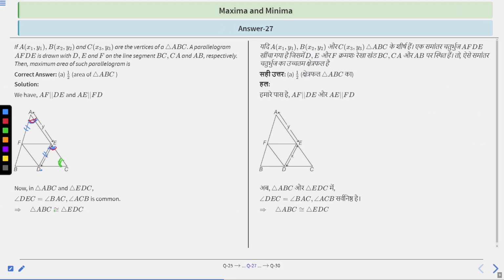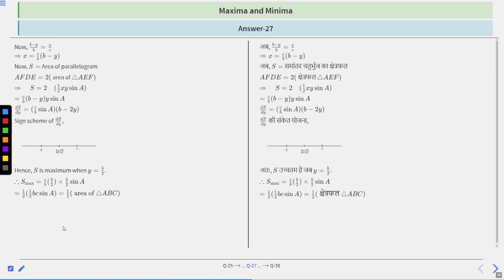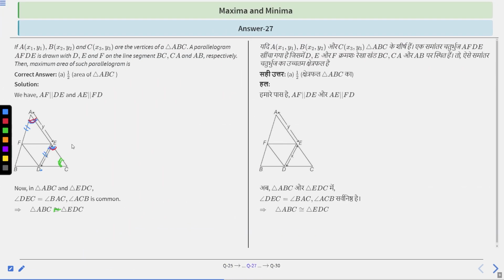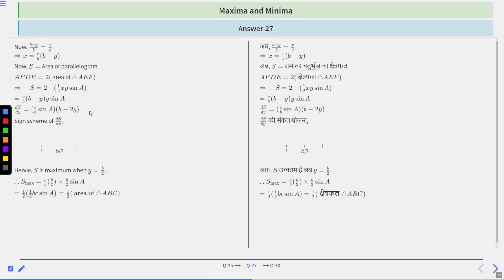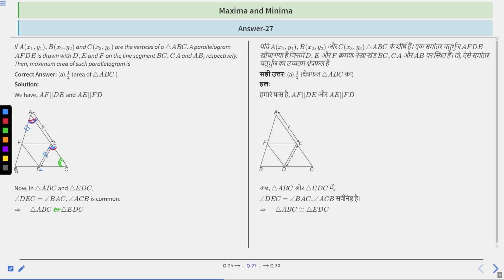Not congruent, it will be similar by using angle property, clear? Now, if the triangle is similar, then this side is basically B, this side is basically A, this side is basically C, and if this is X, this is a parallelogram, then AF will be X, clear?